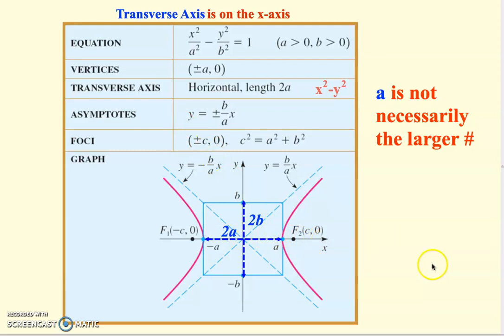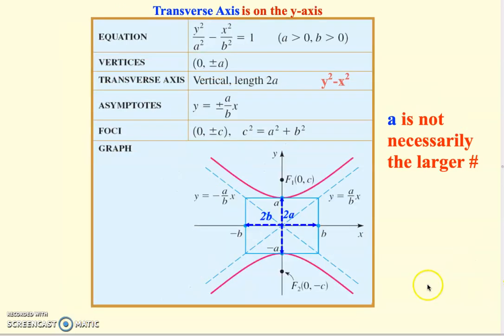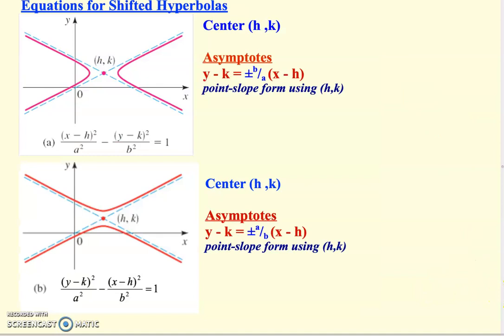There's one more connection we can make. But a reminder again, a is not necessarily the larger number. There is no such thing as a major axis. The words that'll be used are transverse axis, and what transverse means is the way the two pieces of hyperbola open. They open left, right, so they transverse the horizontal axis, or they transverse the vertical axis. Okay, let's get into some graphing and check it out.